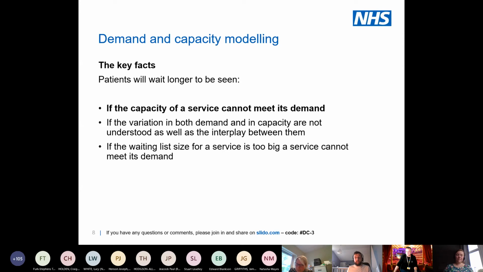We'll certainly pick this up in a couple of seconds when we look at variation and what that means for healthcare services. And patients will wait longer to be seen if the waiting list size for a service is too big, and therefore the service cannot meet its demand. Waiting lists get quite a bad rep in the NHS, but actually they're a really effective tool for helping to manage variation and making sure that you're able to provide a service that works for your patient. We'll talk about waiting lists a little more later in the course, but it's worth bearing in mind at this point that you can expect your patients to wait longer if your waiting list size is too big for your service.